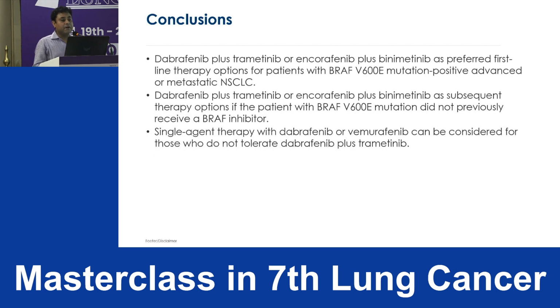So, to conclude, dabrafenib plus trametinib or encorafenib plus binimetinib is the preferred first-line therapy option for patients with BRAF V600E mutation positive advanced or metastatic non-small cell lung cancer. Dabrafenib plus trametinib or encorafenib plus binimetinib is a subsequent therapy option if the patient with BRAF V600E mutation did not previously receive a BRAF inhibitor, and single agent therapy with dabrafenib or vemurafenib can be considered for those who do not tolerate dabrafenib plus trametinib.